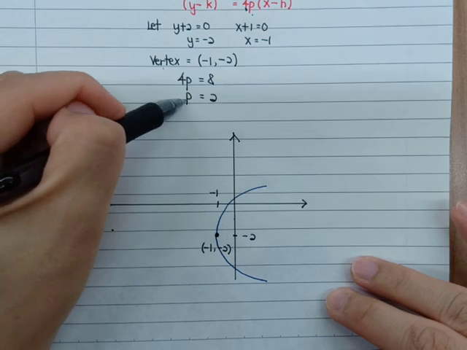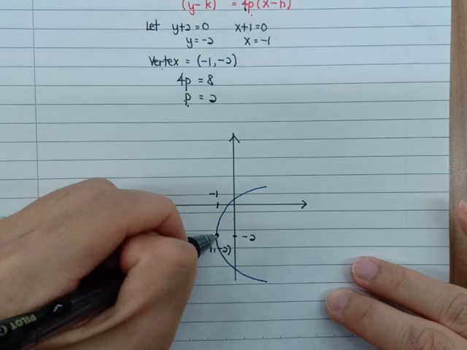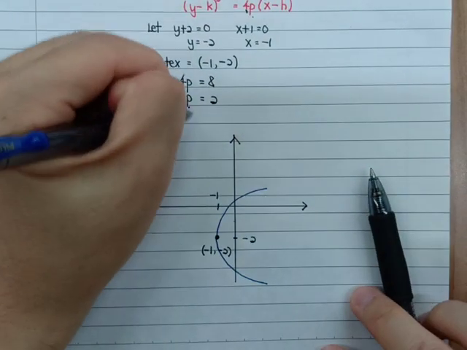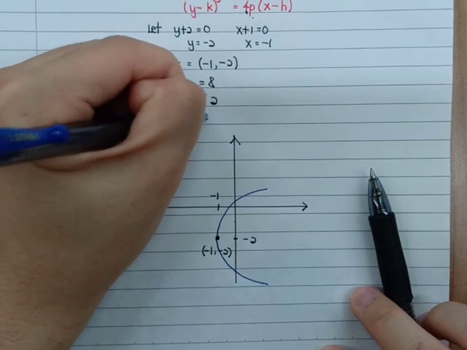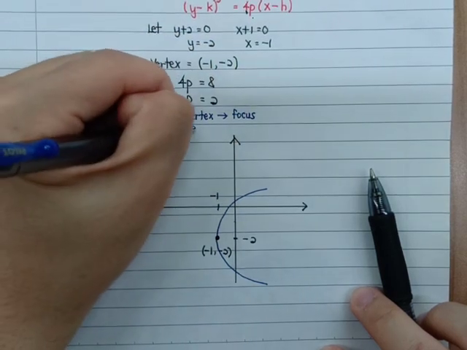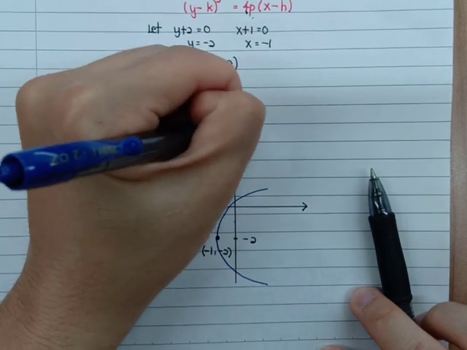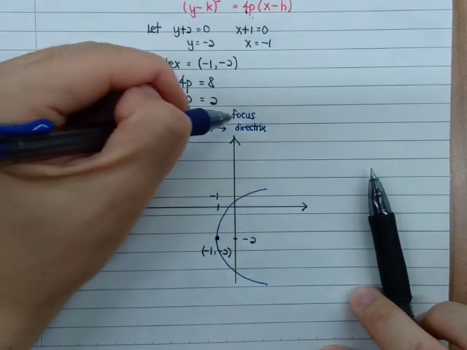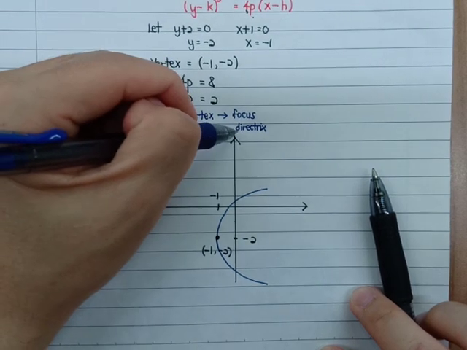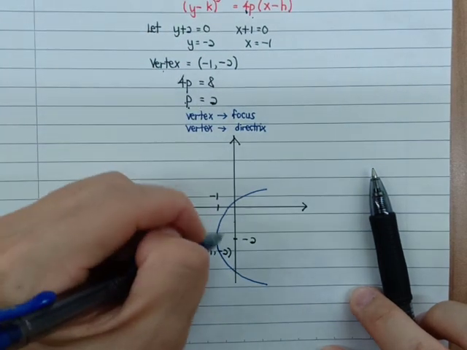So again, our p is 2. If you still remember, p refers to the distance from vertex to focus, and from vertex to directrix. Again, focus is a point located inside the curve. Directrix is the straight line outside the curve. So now since p is 2, the distance will be 2.